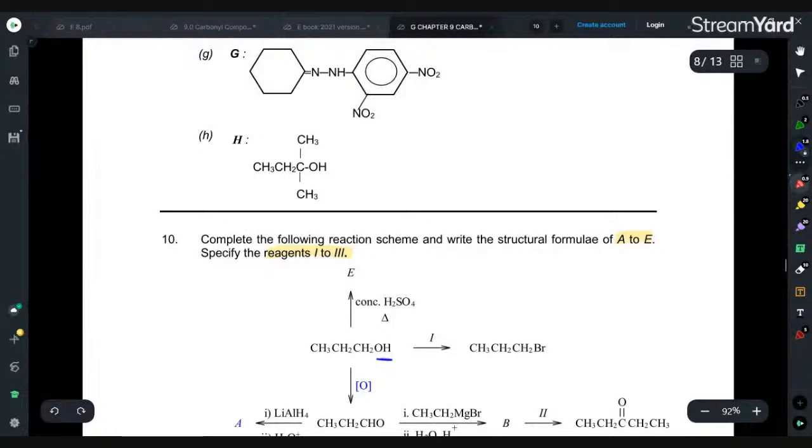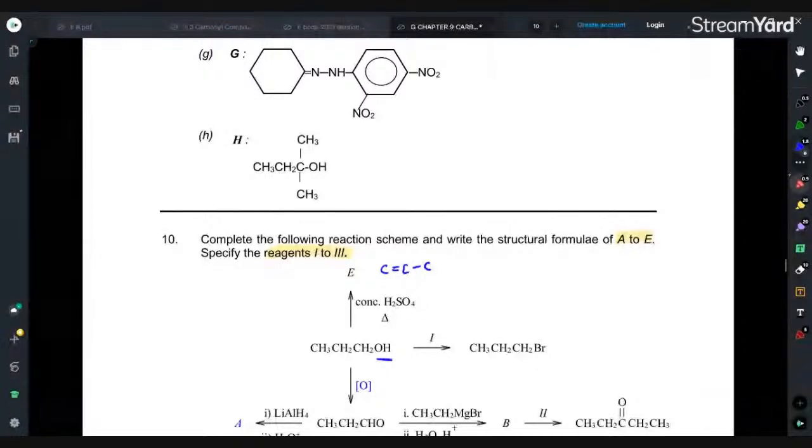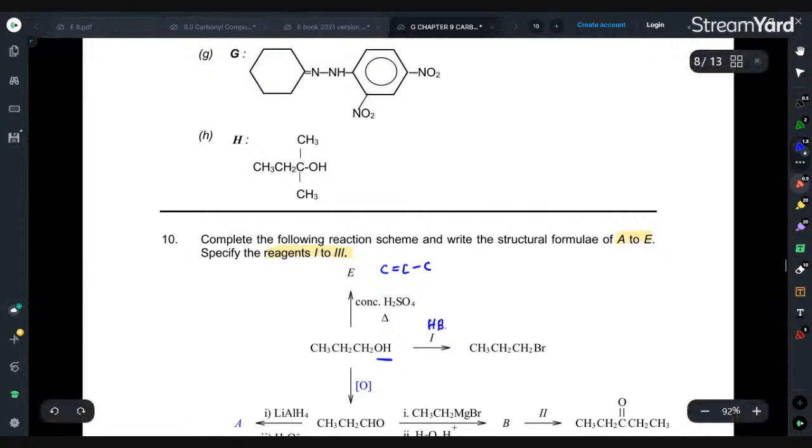Alcohol, concentrated H2SO4, I know it from alkene. Okay, and then this one, alcohol, and then react, and then form Br substitution. So I choose HBr. Okay. And then oxidation, this one oxidation. So what is the reagent for this oxidizing agent?